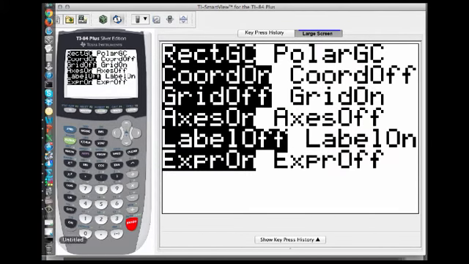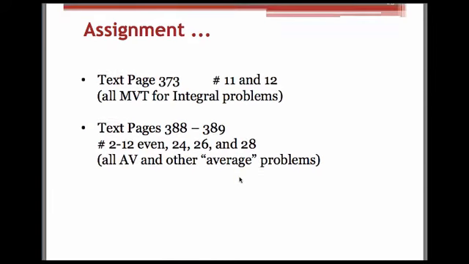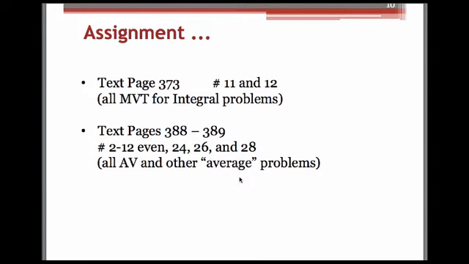Okay? All right, so the problems associated with this that I'd like you to do tonight are those. The first one's on page 373. They're all mean value theorem for integrals problems. The other ones on pages 388 and 389 are all average value and other average problems, so pretty much involving average value. But this will start giving you a glimpse at some others that you might see. You might have to think about them a little bit, okay? So just a word of warning. We can go over them when I see you next.